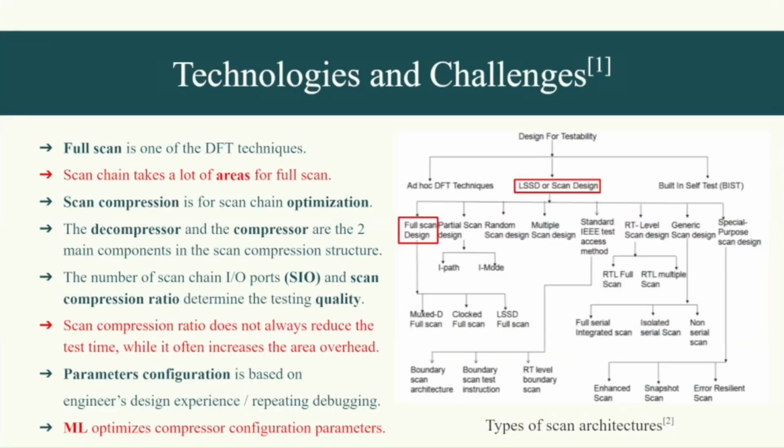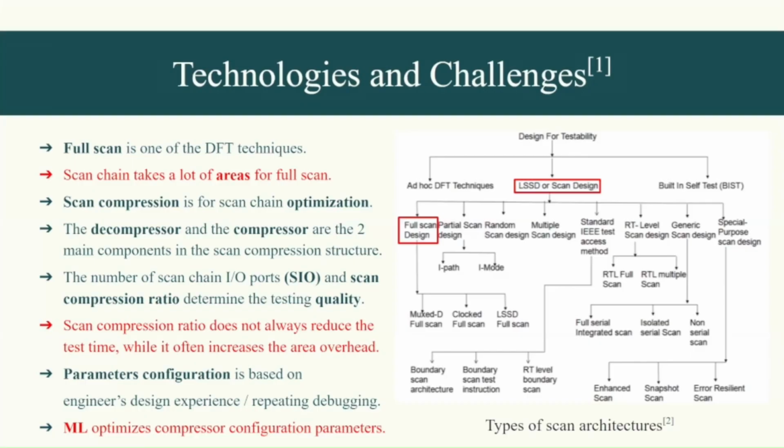Let's introduce some solutions and some challenges we are facing. In DFT, full scan is a very popular technique. Scan chain takes a lot of area, so our solution is to compress the scan chain as much as possible. So we need to configure the parameters in this architecture. We determined 2 parameters which are very important regarding the test quality and the testing time. They are the scan chain IO port and the scan compression ratio.